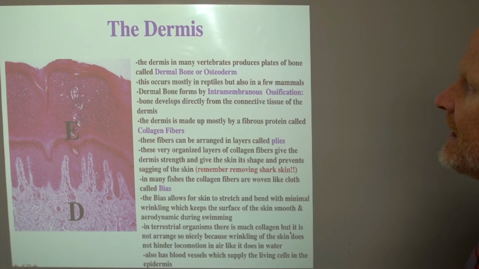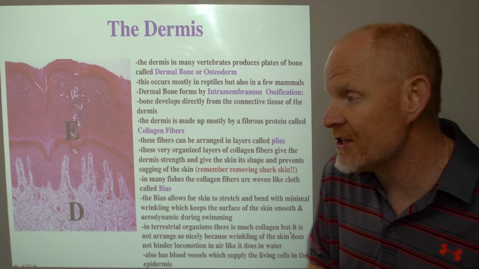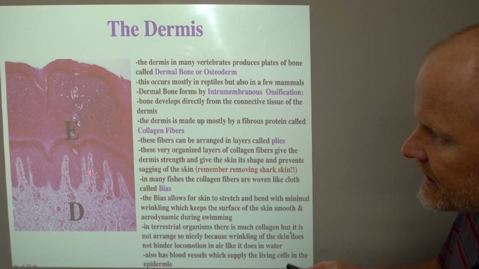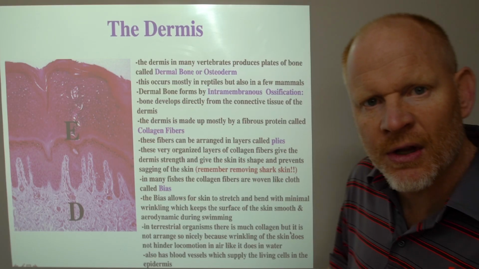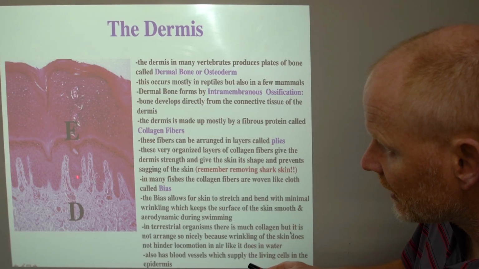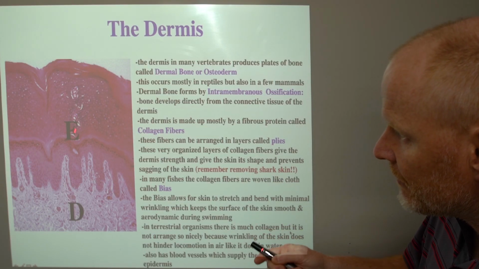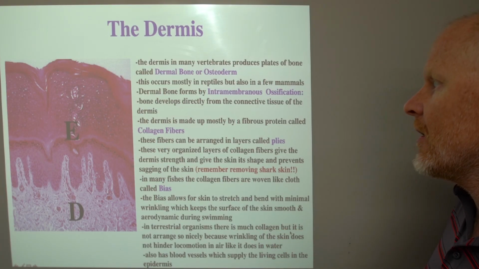So the dermis, in all vertebrates, is the connective tissue layer, right? And so it sits underneath the epidermis. This is a picture of thick skin, like at the heel of the foot, for example, showing you a really thick, dark red or pink area, which is called the epidermis. And then this lighter area underneath is called the dermis.